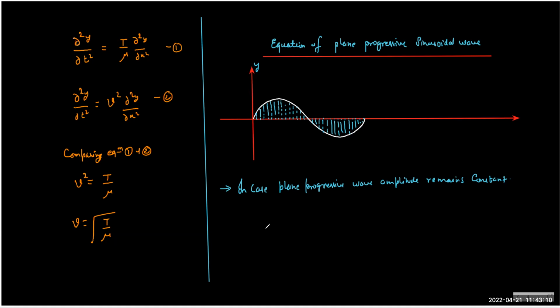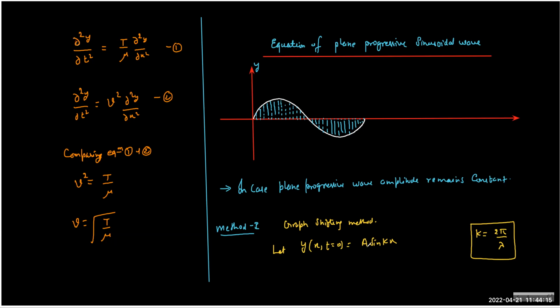So the question is how to derive the equation of such wave. So first of all, if it is a sine function, it will have some equation. So you can derive by method one. You can use the graph shifting method. So the way of writing the equation will be, let's say, y of the wave at any point x, but at t equals 0, let this be given by the formula A sin kx. And what is k here? The value of k we write as 2 pi by lambda.